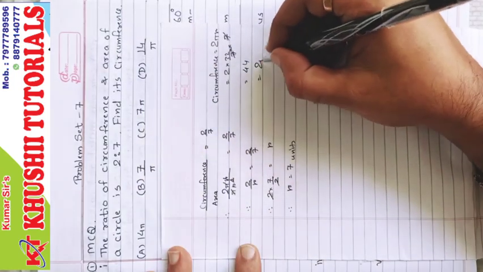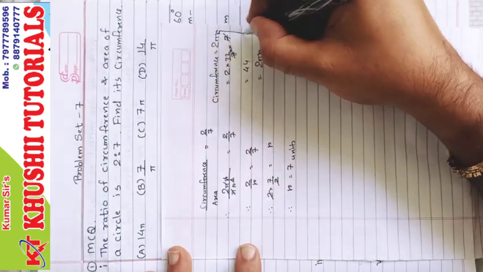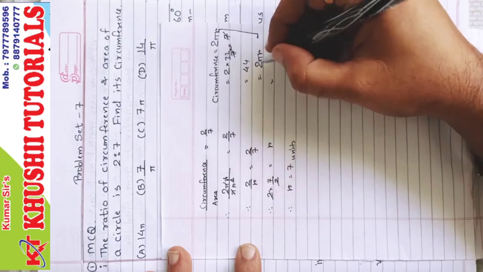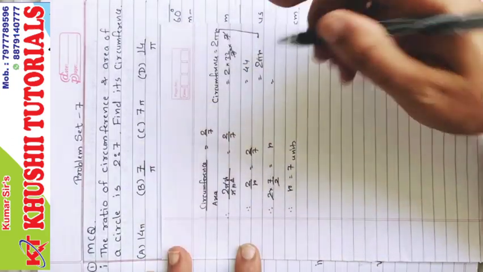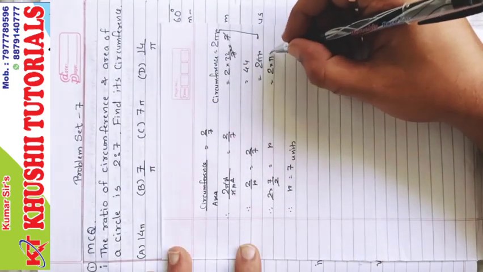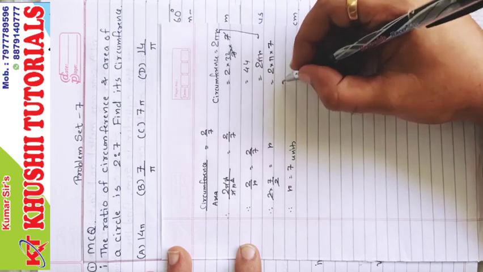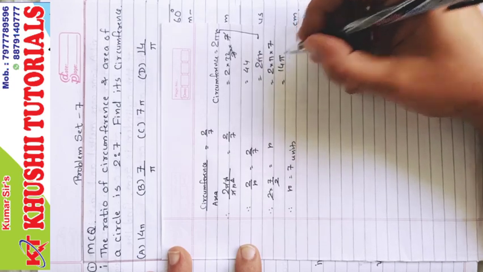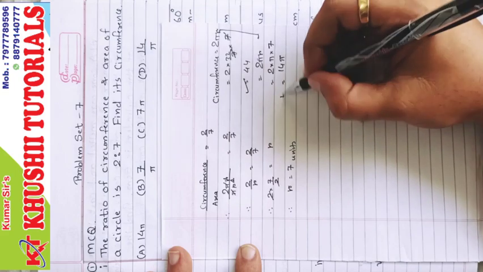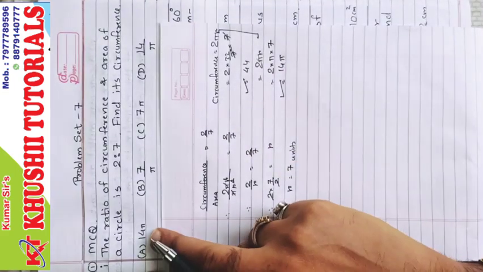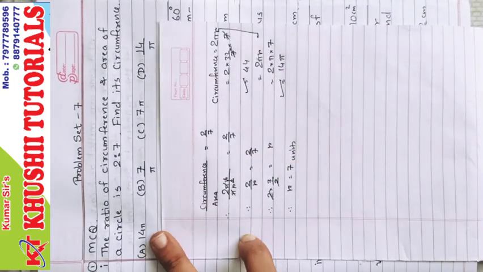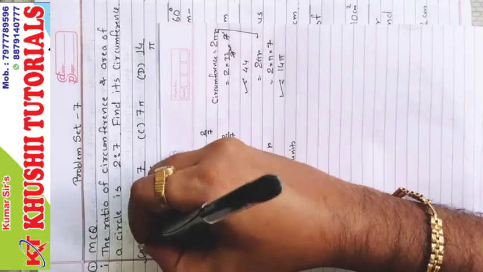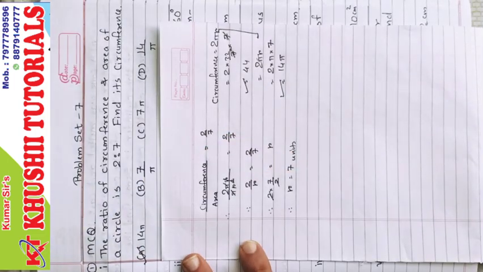So again 2 pi r is the formula. We will not substitute the value of pi because pi is given as pi only. So 2 into pi into r, which is 7. 7 2s are 14, 14 pi. So the answer is either 44 or 14 pi, whatever is given. Here the option 14 pi is given, so option A is the correct one.